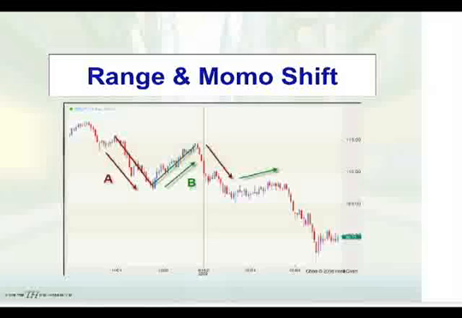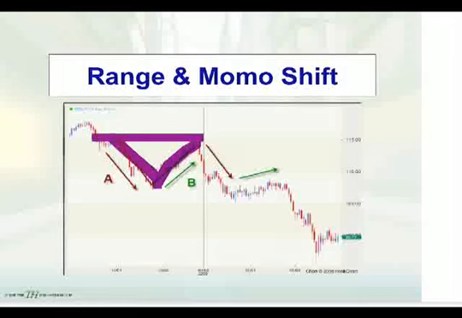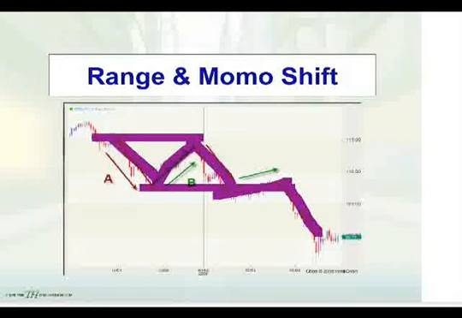So here's a good example of it. We have this V formation here, holds the zone of this previous high, pulls back lower, and then holds the zone of this previous low. And then the momentum shifts at that previous low and allows for a stronger breakdown.